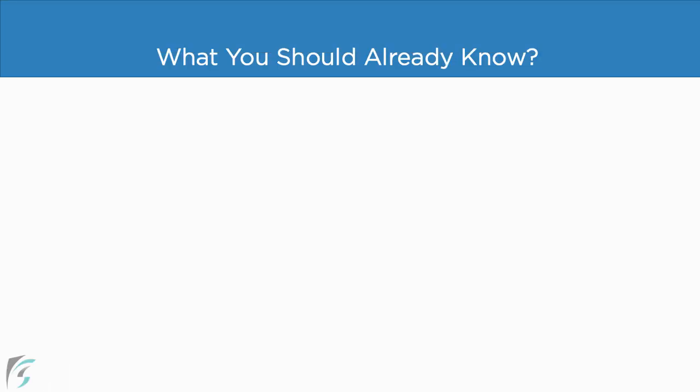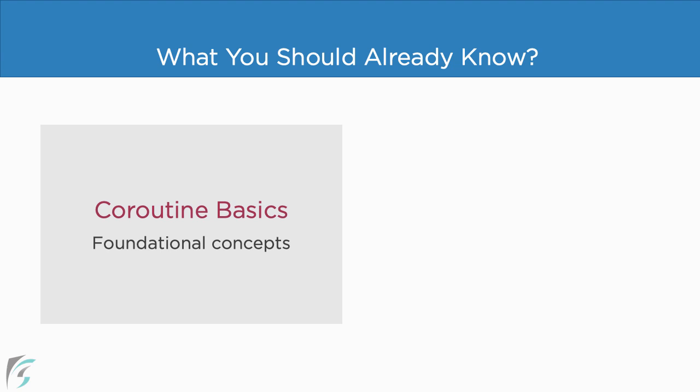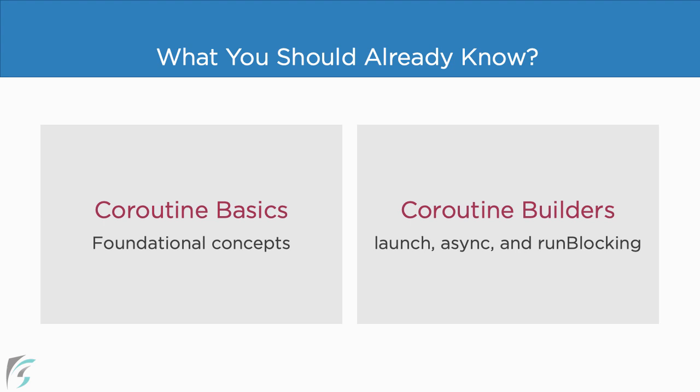Now before you start with this video, there are a few things that you should already know. The first thing that you should know is the basics of coroutine, such as what is a coroutine and how to create a coroutine. Next is you should be familiar with various coroutine builders such as launch, async, and run blocking functions. Well, in the previous two videos, I have already discussed these two things. You can go ahead and watch them if you aren't familiar with them.